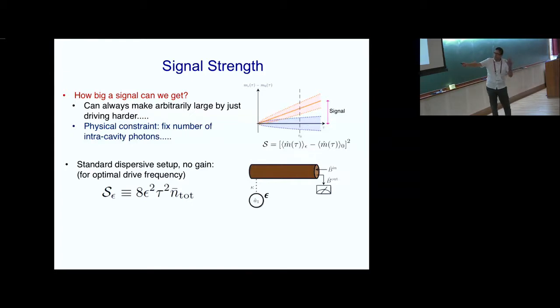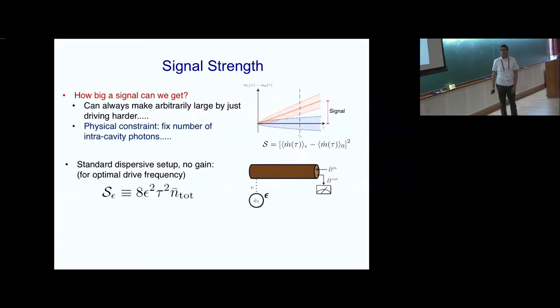So in that case, you can see in an optimal setting, how big is the signal power? So the difference here squared. It grows quadratically in time. And it also is proportional to, when you drive the system, how many photons do you put in there? Because again, if I want a huge signal power, if I just drive harder and harder, I can make my signal as big as I want. So to have a reasonable question to ask, we need to constrain how much power you're using for the measurement. Okay, so if you just do a conventional dispersive measurement with one mode, the signal power grows as epsilon squared times t squared, and is proportional to how many photons you actually put into the cavity.